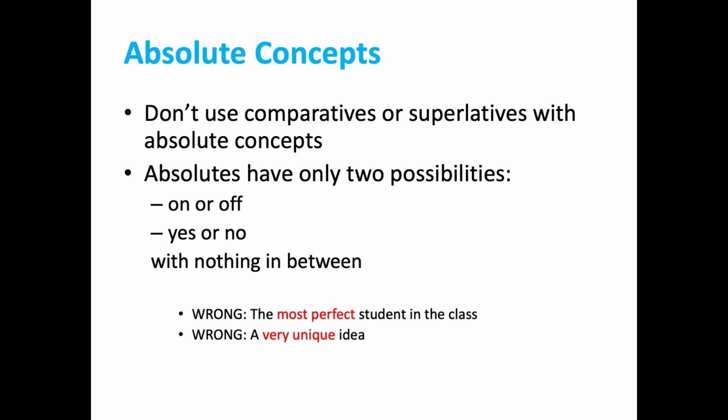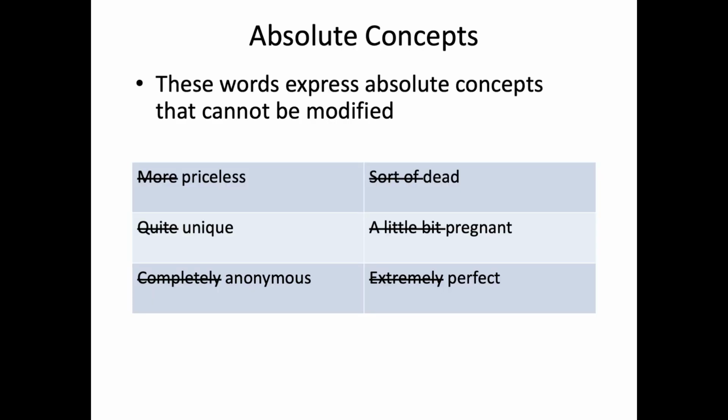It is wrong to say, a very unique idea. When an idea is unique, it cannot be compared with another. So it is wrong to say that something is more unique or less unique. These words express absolute concepts that cannot be modified. Priceless, unique, anonymous, dead, pregnant, perfect.